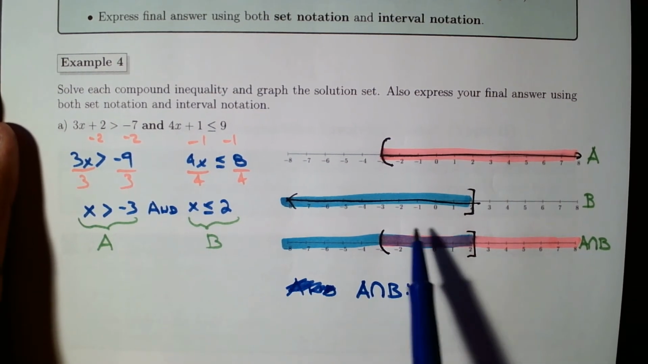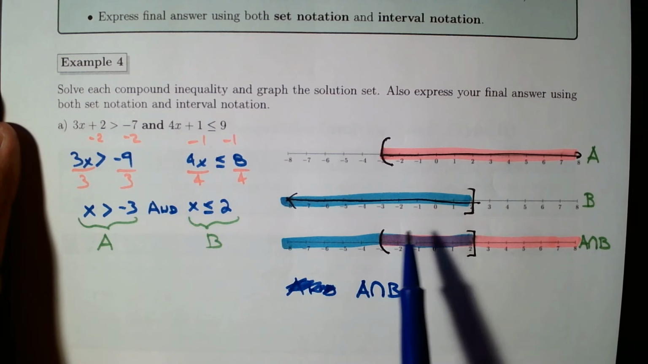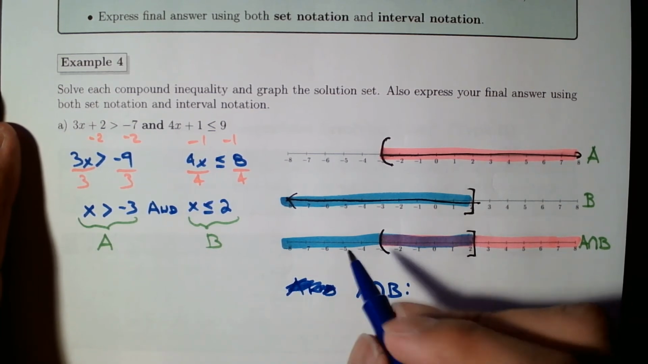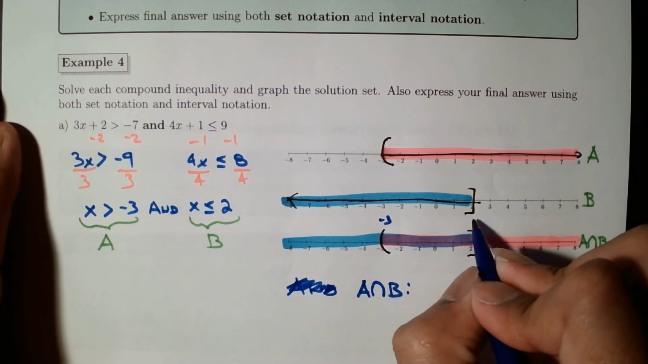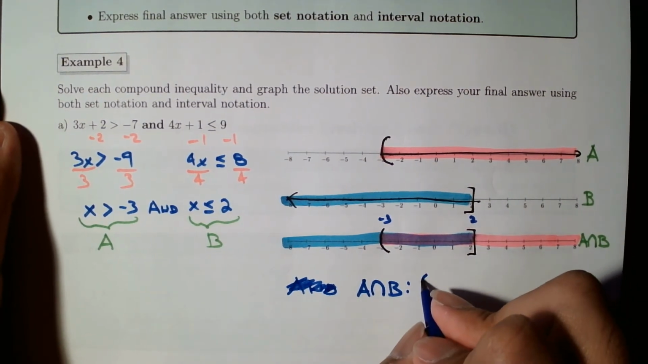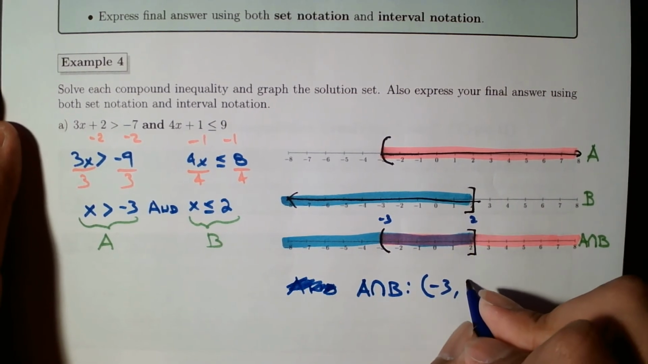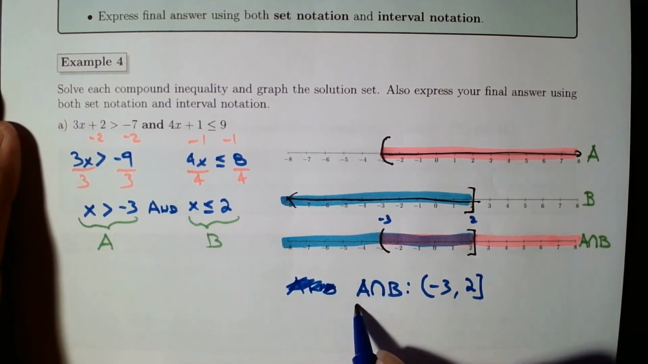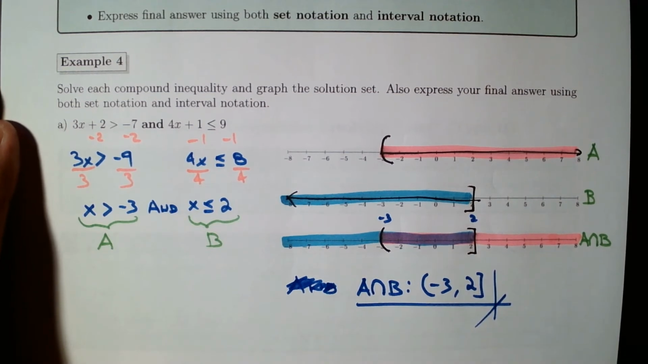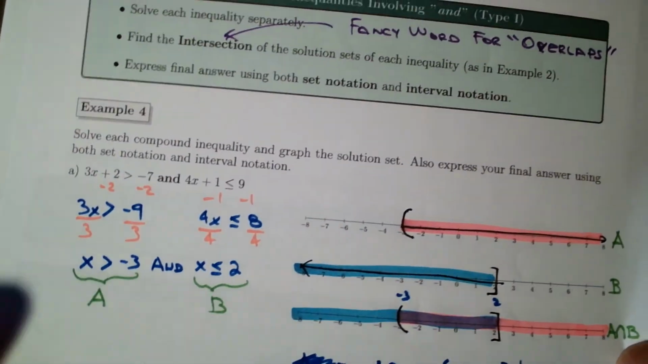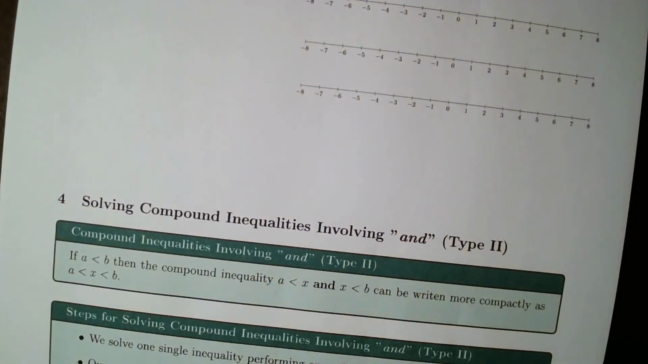The overlap, again, is going to be the shaded part covered by the purple part, which in this case goes from -3 to 2. So simply -3 with parentheses, comma, 2 with bracket. Final answer to this. Alright, now let's move on to the next example.